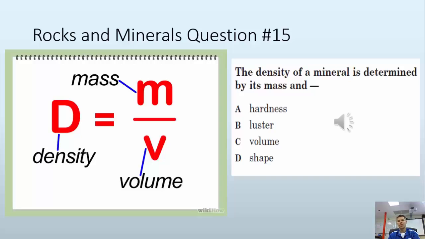The density of a mineral is determined by its mass and, this is an easy question, hopefully you remember from the very beginning of the year, the density of an object, which is how heavy it is compared to how big it is, its mass divided by the space it takes up, or its volume. So its weight divided by its volume. So the density of a mineral is determined by its mass and volume.